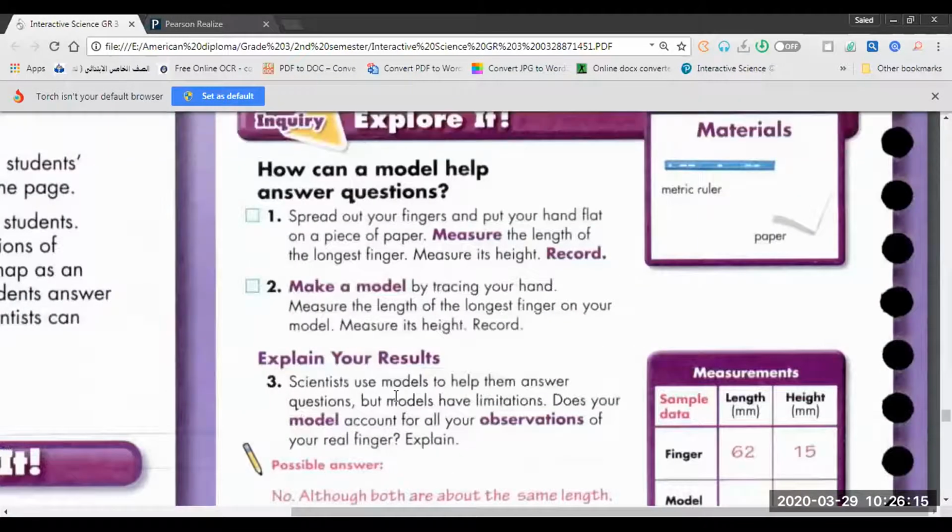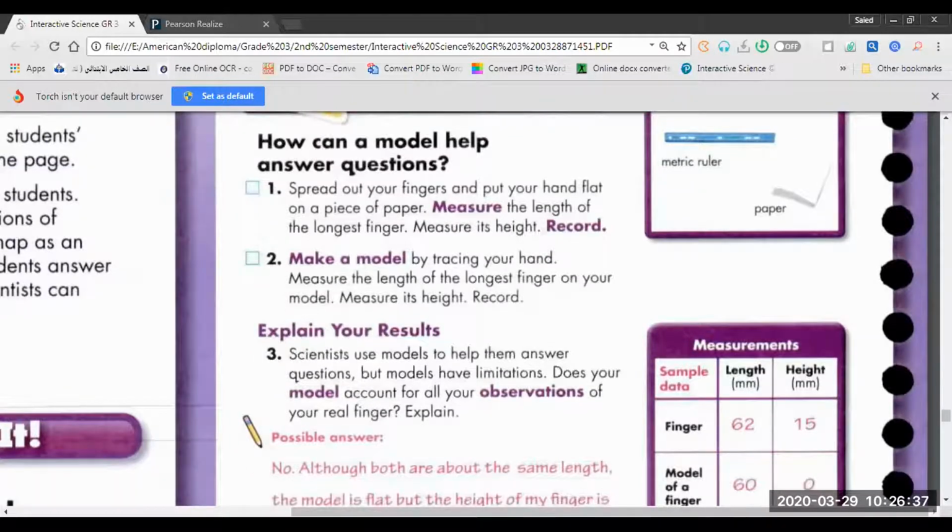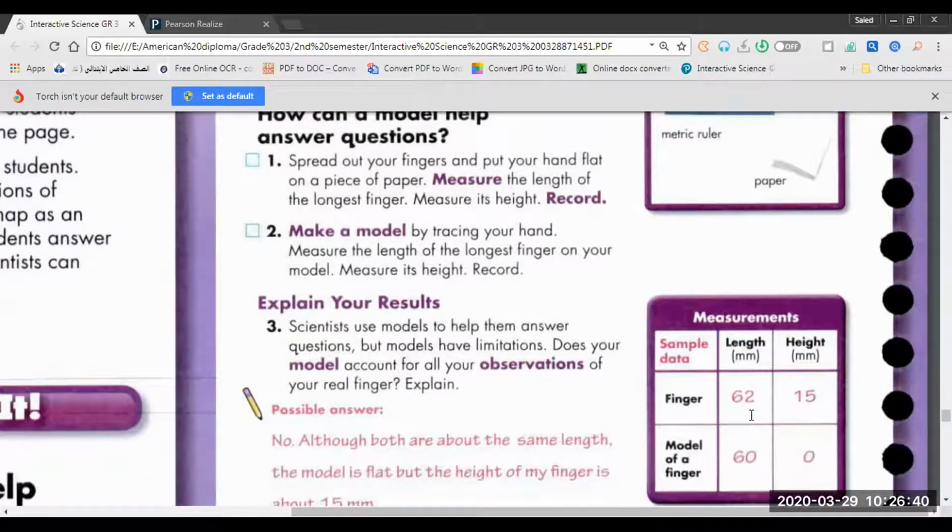Here you have the materials, which are a metric ruler and white paper, and the steps. Number one, place your hand on the paper, as we saw in the video. Measure the length of the longest finger, then measure its height, and record the results. The length and the height here for the finger are 62 and 15. Then make a model by tracing your hand. Then measure the length of the same finger on your model, then measure its height, and record the results.